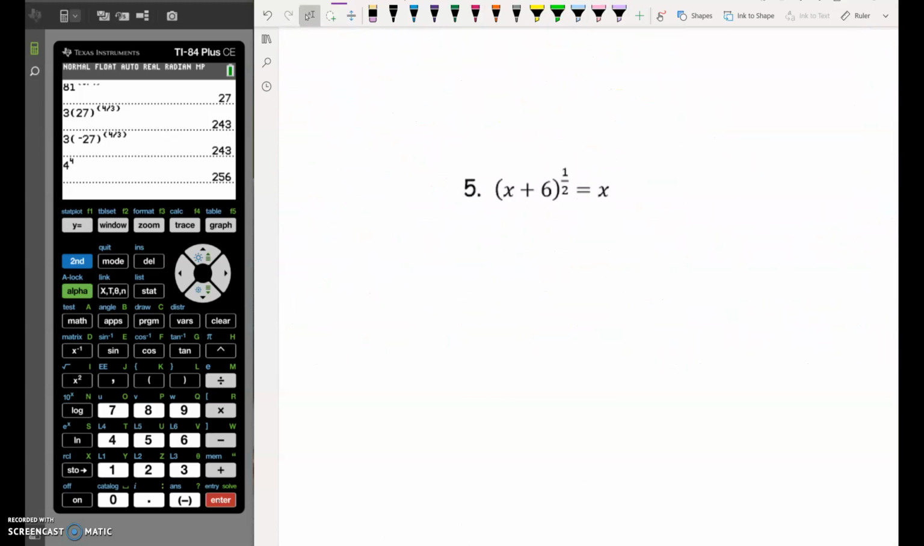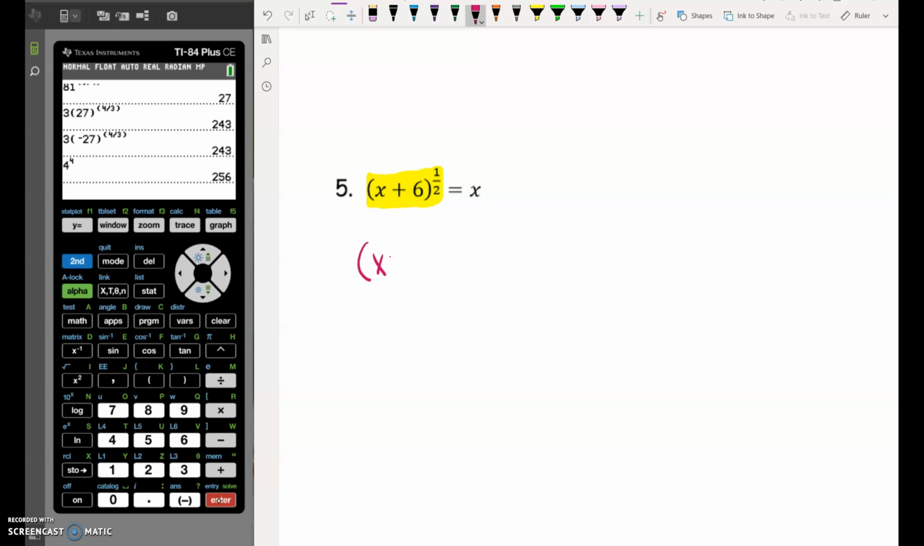All right, number 5. Number 5, the thing that's raised to an exponent is the entire set of parentheses. So we need to isolate that. If there was something multiplied in front of it, we would divide both sides by that. If there was something added or subtracted after it, we would need to first subtract or add, then divide. But this is isolated, so our next step is to raise both sides to the reciprocal.